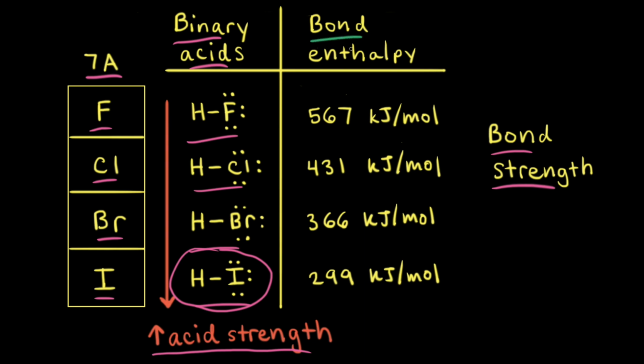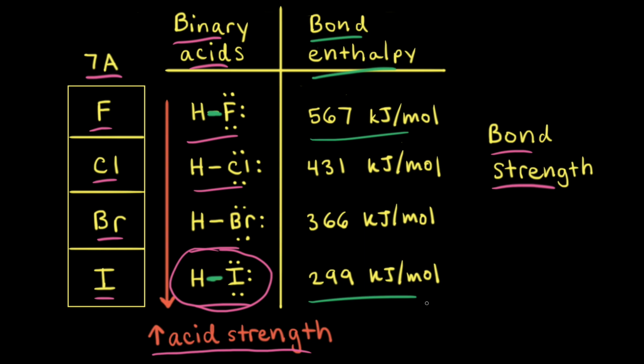Looking up values for bond enthalpies allows us to figure out the strengths of these bonds. For example, the HF bond has a bond enthalpy of 567 kilojoules per mole, while the HI bond has a bond enthalpy of 299 kilojoules per mole.